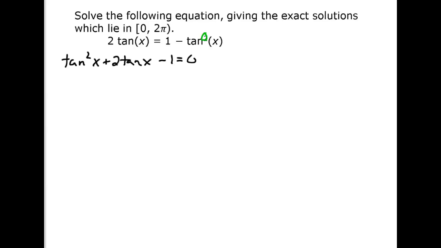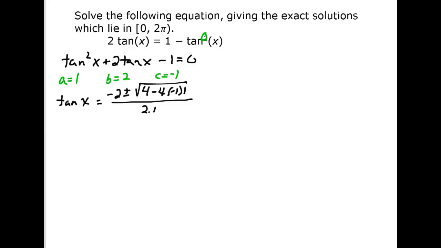We'll use the quadratic formula where a is 1, b is 2, and c is negative 1. And what we're actually solving for in the quadratic formula isn't x. We're solving for tangent of x. So tangent of x is negative b plus or minus the square root of b squared minus 4ac all over 2a. So tangent of x is equal to negative 2 plus or minus the square root of 8 over 2.